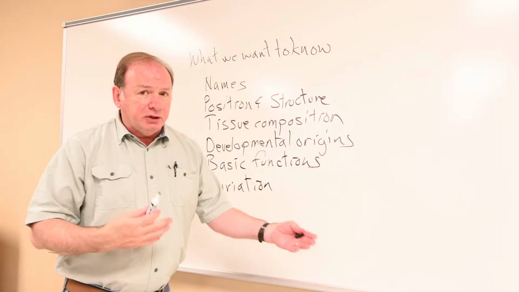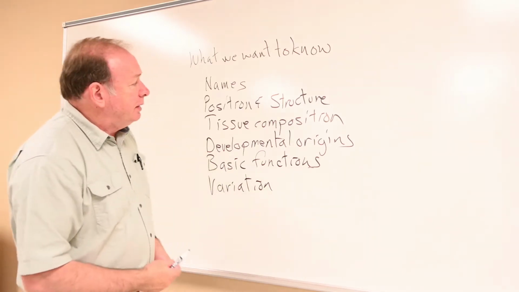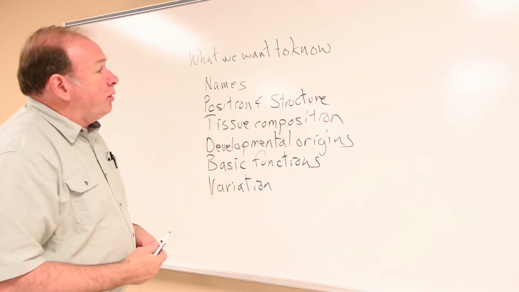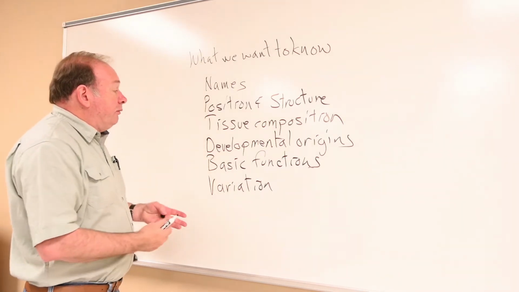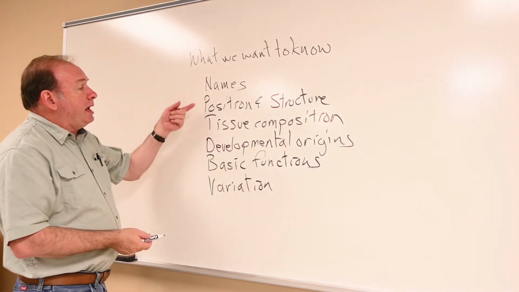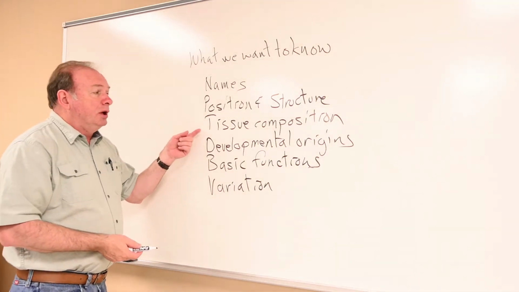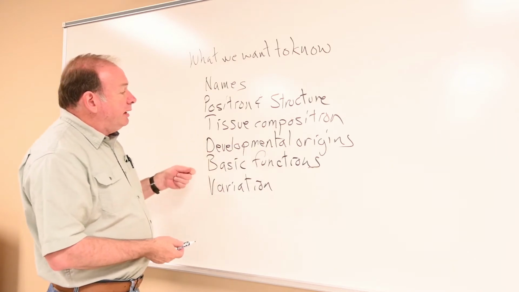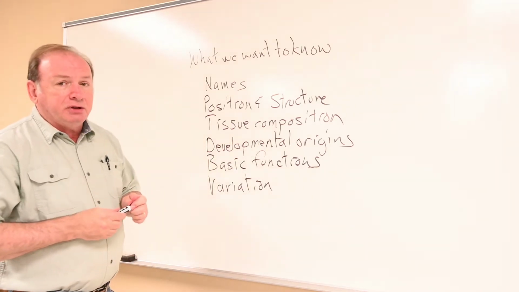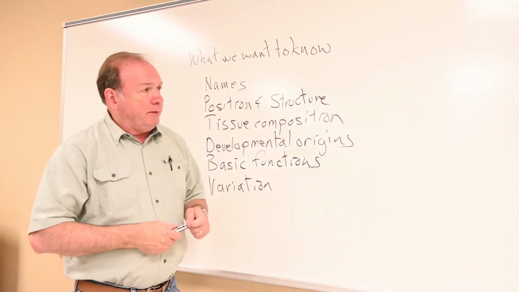So comparing fish, amphibians, reptiles, mammals, and so anyway, these are things we need to know about anatomy. The overall study of anatomy in biology should include these things: knowing the names, position and structure, tissue composition, developmental origins, basic functions, and what kind of variation there might be in the different forms.